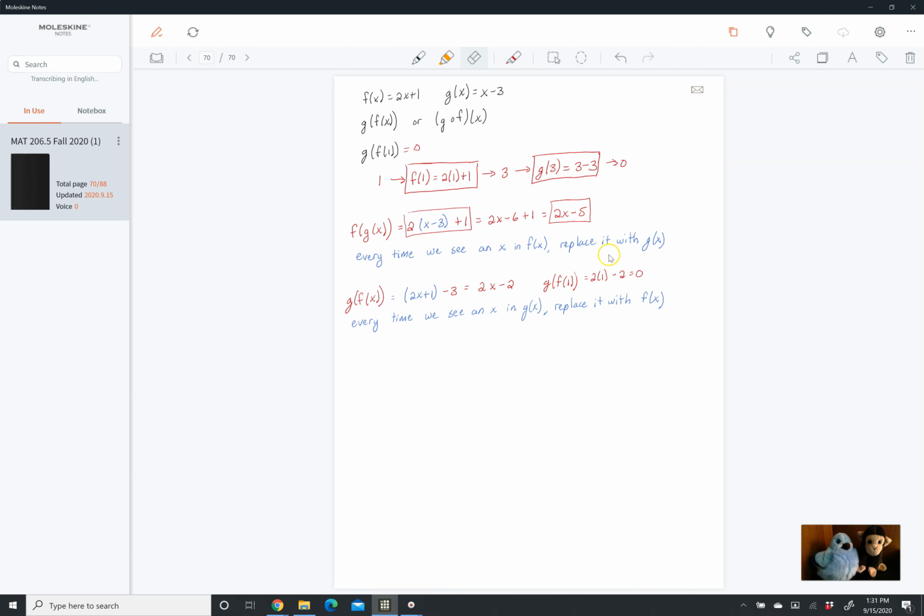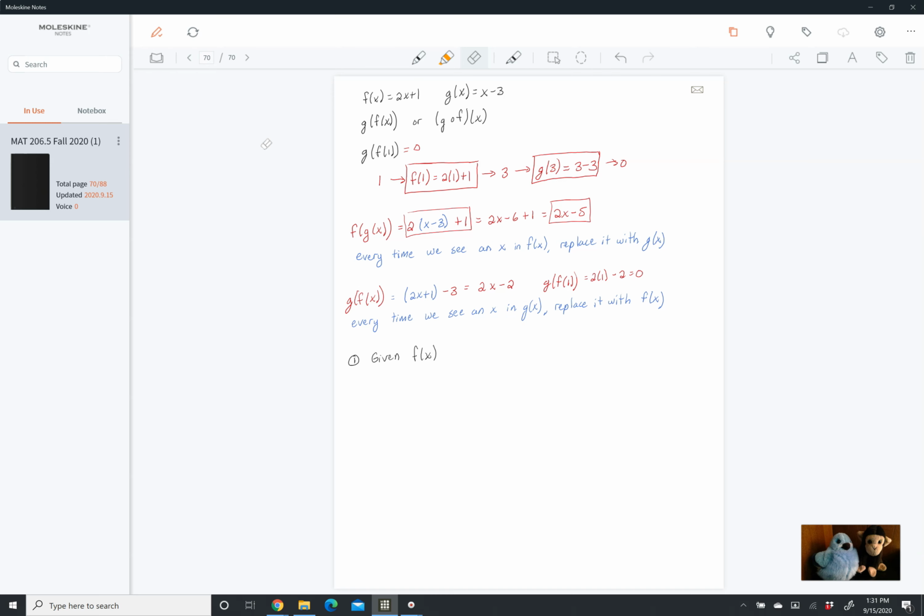And what this does is it makes it much faster, because now if we want to find g of f of 2, we don't have to go through this process again. We could just do 2 times 2 minus 2. So let's do this with a bunch of different functions. We'll do it a few times, all different kinds of functions.